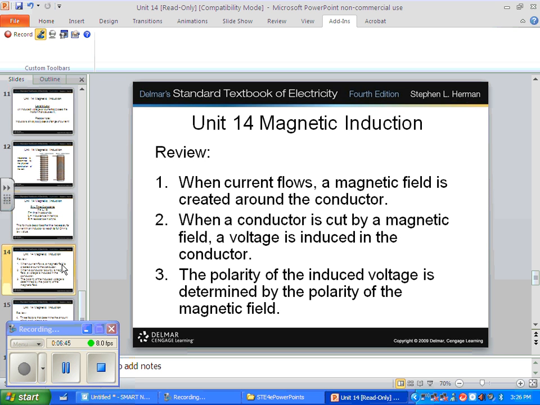Current flows, and a magnetic field is created around the conductor. When a conductor is cut by magnetic fields, which is the opposite idea, a voltage is induced in the conductor. And this is how transformers work. You have one winding with current flowing through it, and it's inducing current into the other winding.